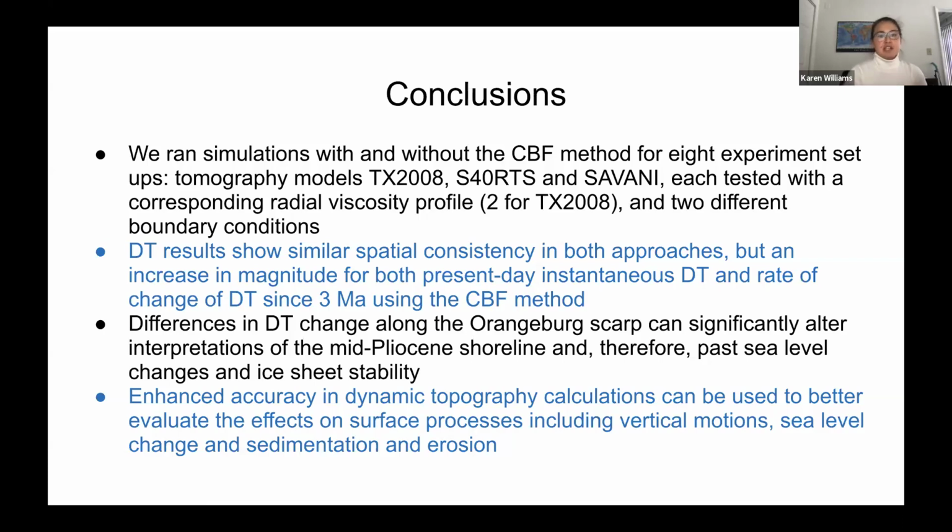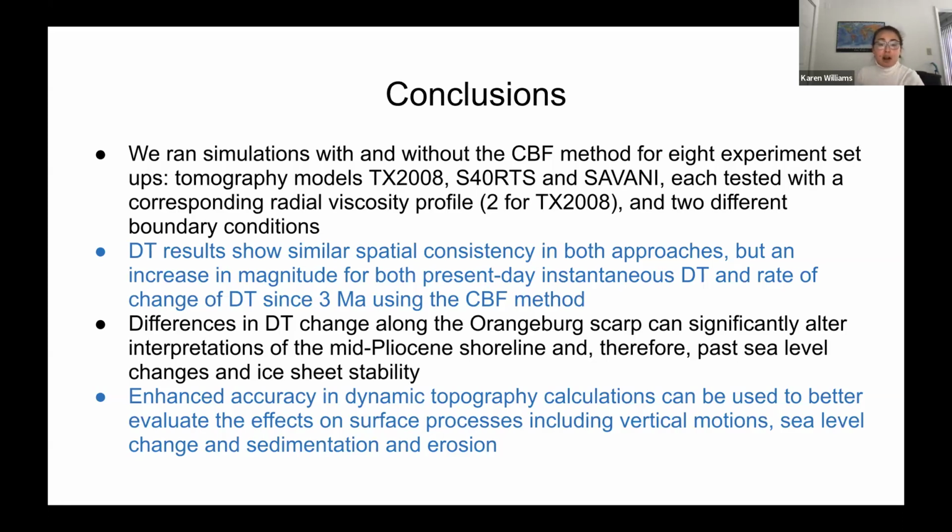So to summarize, we ran simulations with and without CBF for the 8 different experiment setups using tomography models TX2008, S40RTS, and Savani, each tested with a specific radial viscosity profile for TX2008, and then these were tested with 2 different boundary conditions. Dynamic topography results showed similar spatial consistency in both approaches, but an increase in magnitude for both present-day instantaneous dynamic topography and rate change of dynamic topography since 3 million years ago, using the CBF method.